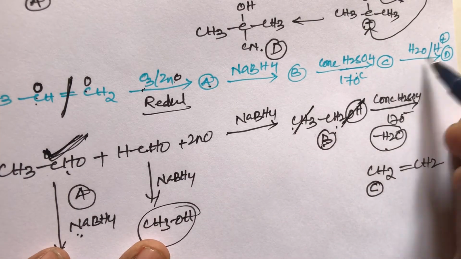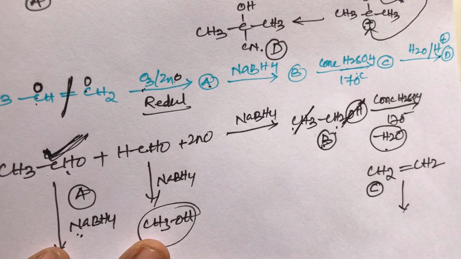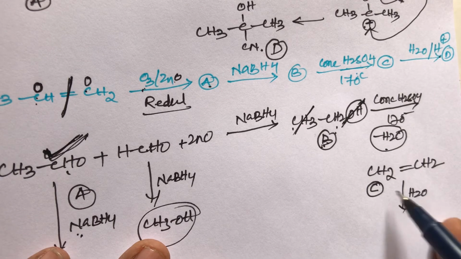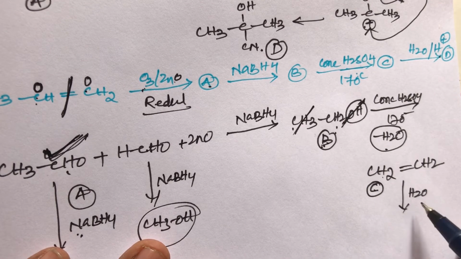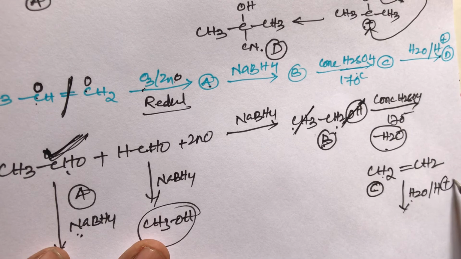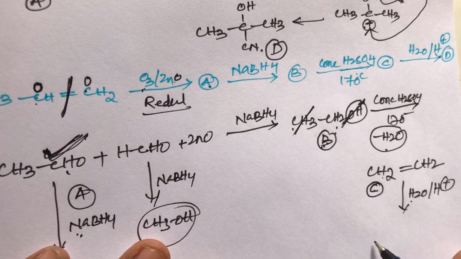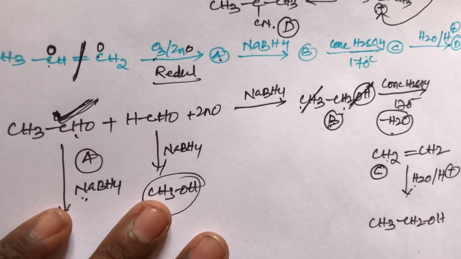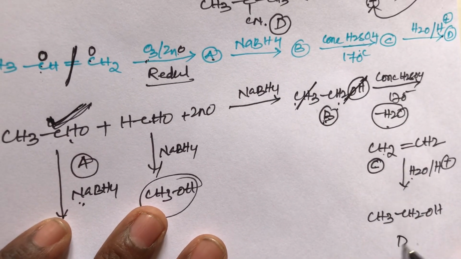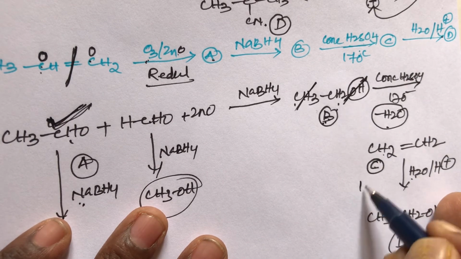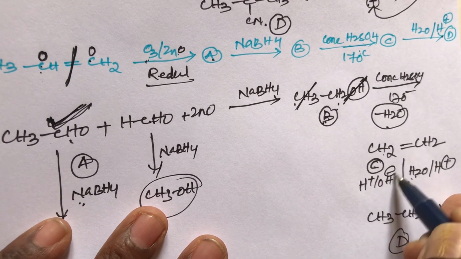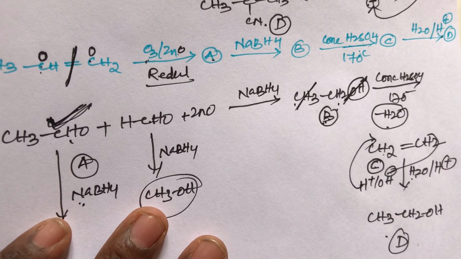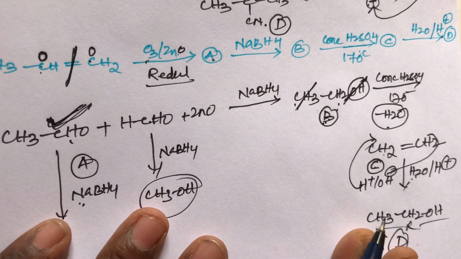When the C compound reacts with water, that is hydration, addition of water in the presence of an acid catalyst, ethyl alcohol is formed again, CH3CH2OH. That is the D product. H2O contains H+ and OH-. One H+ attacks this carbon and one OH attacks the other carbon. We get CH3CH2OH. This is a simple trick, student. This is the third conversion.